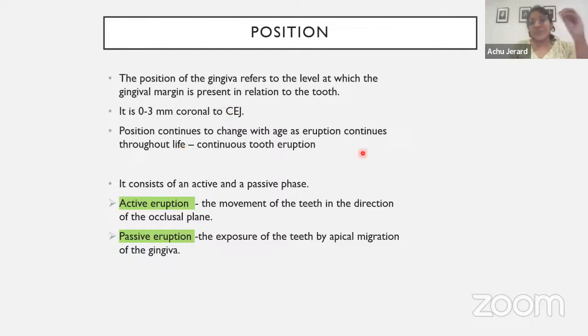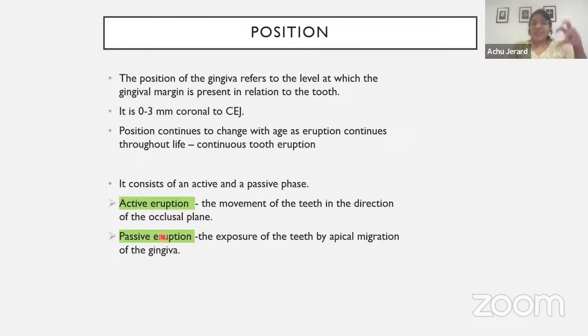One of the interesting features is that the position is continuously changing. I don't know how many of you know about the passive eruption. All of you will be knowing about the active eruption. Active eruption is the movement of the teeth towards the occlusal plane until the tooth reaches the occlusal plane. You will be knowing the tooth is erupting. But in terms of passive eruption, there is yet another eruption that continues after the active eruption. What is that? The apical migration of gingiva. So that is what is called a passive eruption.